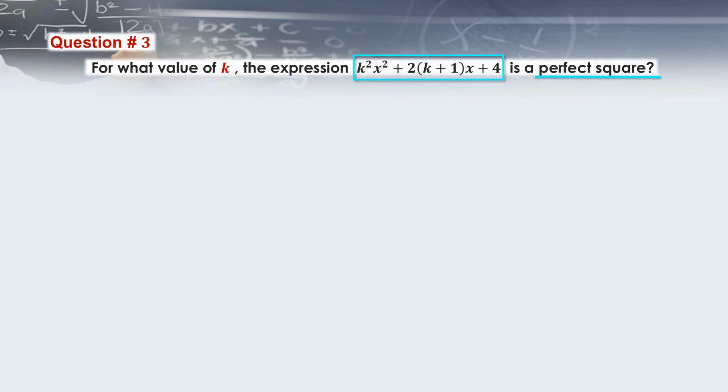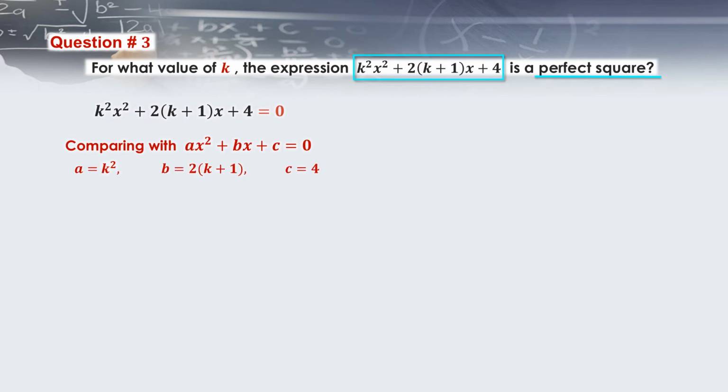But first we have to write this quadratic expression as a quadratic equation by putting it equal to 0. Now by comparing it with the standard quadratic equation, we get the values a is equal to k squared, b is equal to 2 times k plus 1, c is equal to 4. Now the discriminant is given by the expression b squared minus 4ac. Inserting the values of a, b, c.